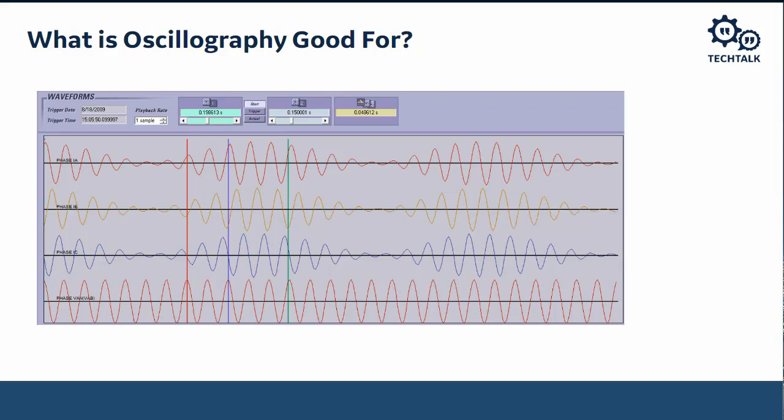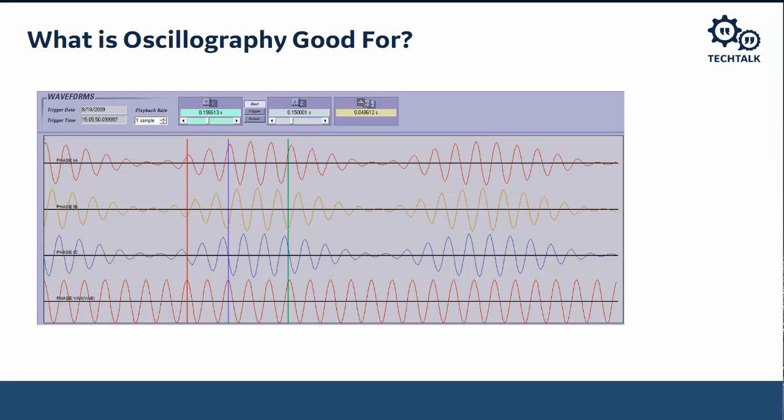Now, for me, this is interesting. It can tell me some things. For example, because I see that this is a reciprocating load, I know that this is a reciprocating compressor. But oftentimes, the data that you're looking at here isn't particularly helpful. For example, as I look at this data, that top waveform is A-phase current. The bottom waveform is A-phase voltage.